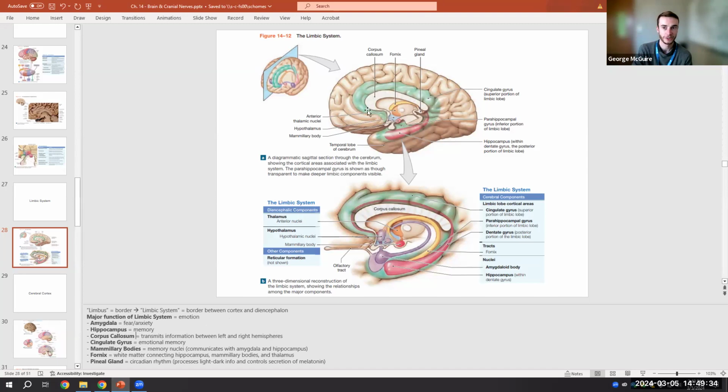As I pointed out, the corpus callosum, that densely packed white matter, so myelinated axons running through here, connects your left and right hemispheres. The cingulate gyrus is that space, this neural tissue as a part of multiple lobes here, related to emotional memory. So feeling and behavior related to experiences. The mammillary bodies do a lot of that communication between some of these structures. So they communicate between the amygdala and hippocampus.